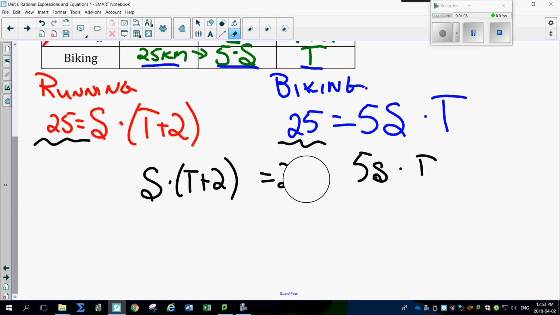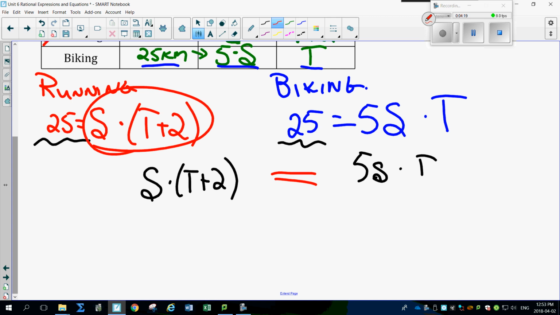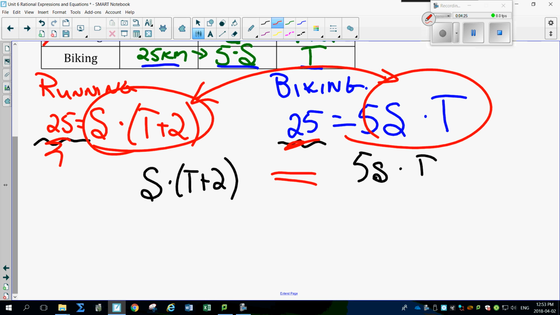So if they equal each other, you really don't need this 25 here because they equal each other. I see. So this, because it equals 25, and this, because it equals 25, this and this equal each other. You see it? You might want to back up the podcast a little bit and watch that again. Either that or ask me a question in class.